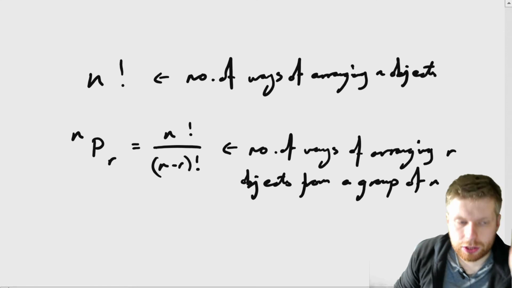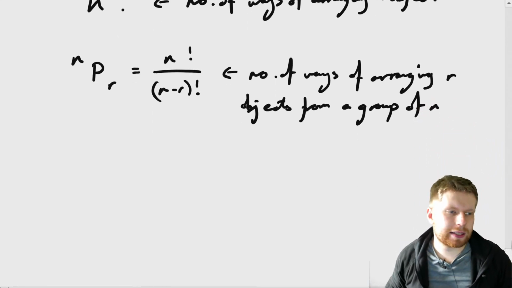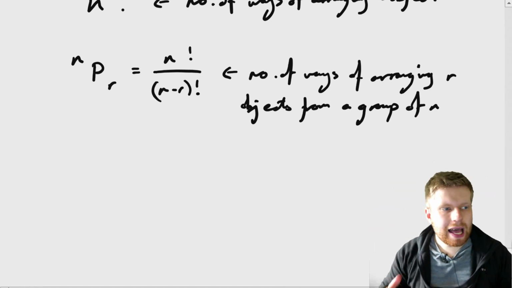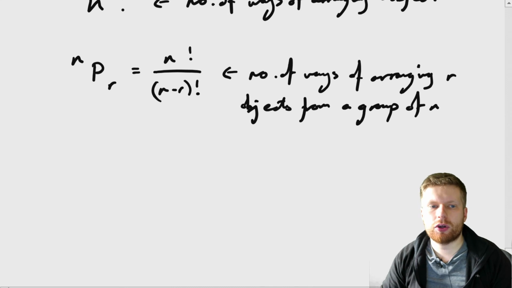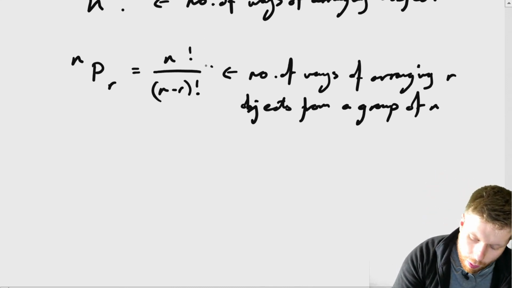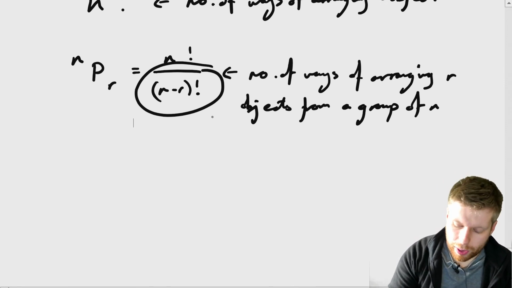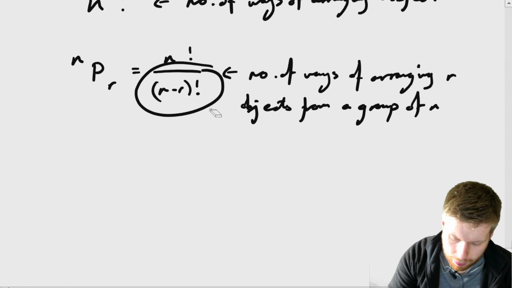from a group of n. So if you start off with n objects and you only want to arrange r of those objects, that's how to work out the number of different ways of doing that. It's simply all of the objects arranged, and then you remove the number of ways of arranging the objects that you don't arrange.